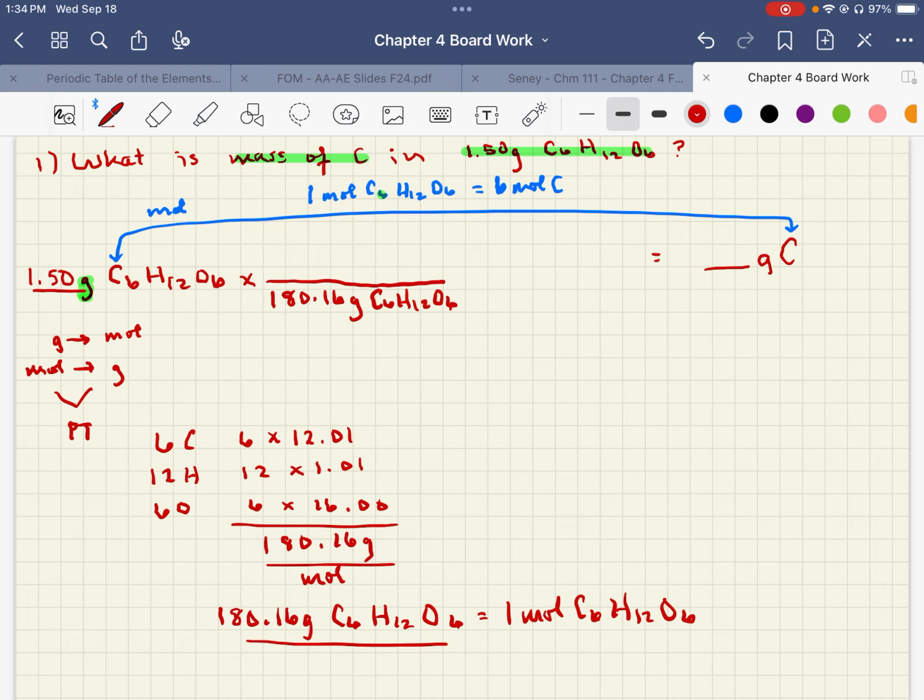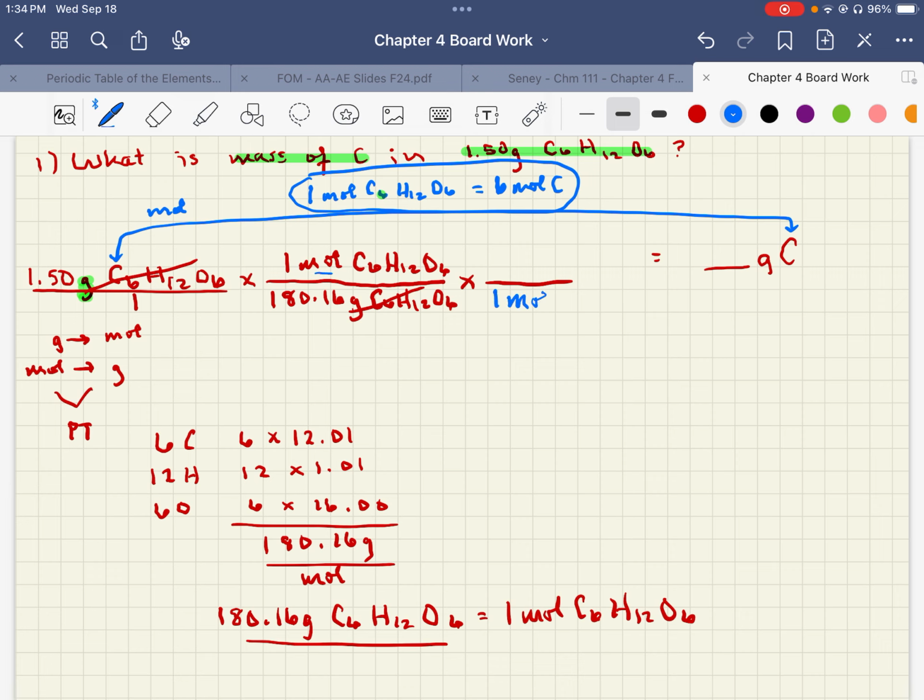You can understand this 1.50 as being over 1. So now we've got mass on the top and mass on the bottom, and the mass units cancel out. That leaves us with 1 mole of C6H12O6. Now we can use the above conversion information. This is why we had to get to moles of the C6H12O6. Notice we have moles on the top, so we're going to put moles on the bottom.